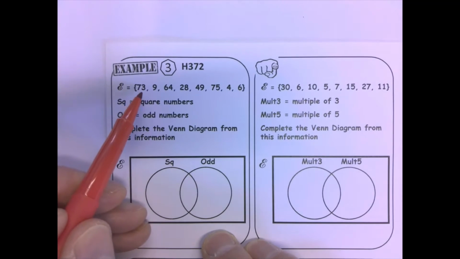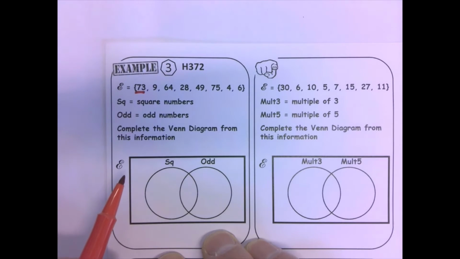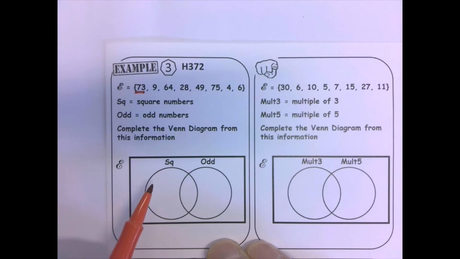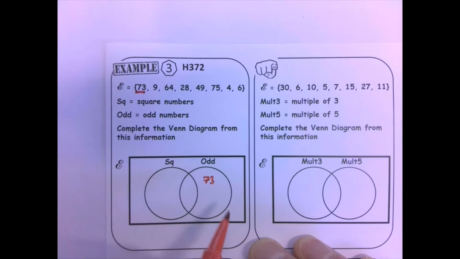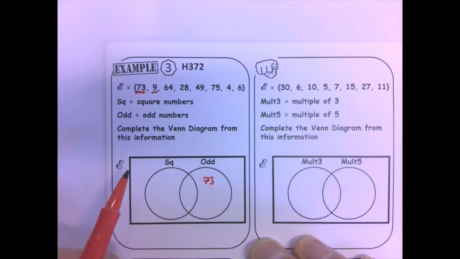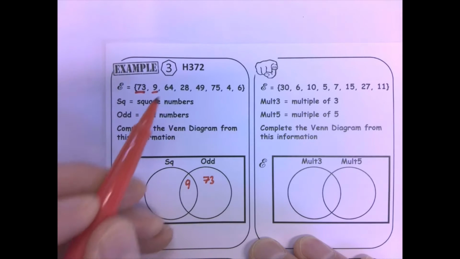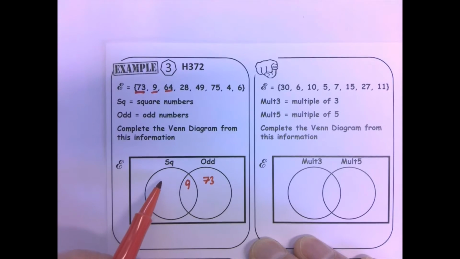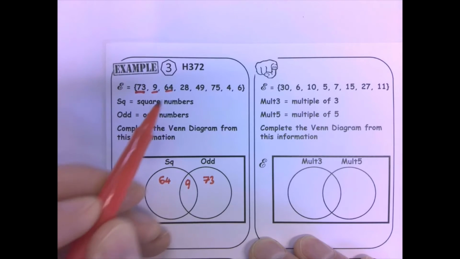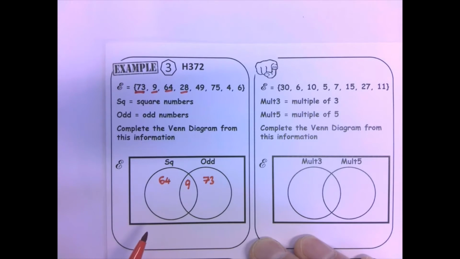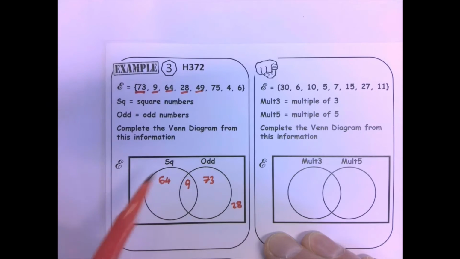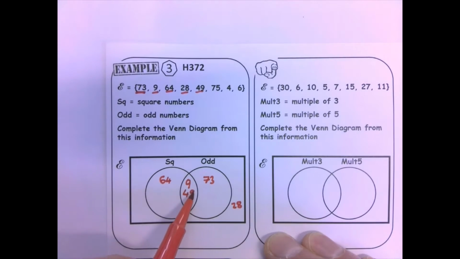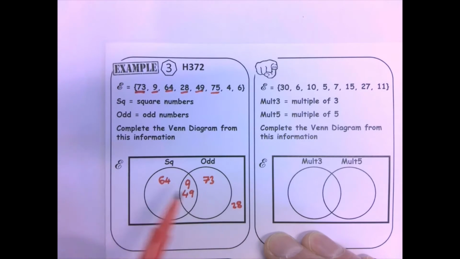So we've got 73. I'm just going to underline them as we go, just to make sure I don't lose any numbers on the way. Okay, so 73, is it square? No, it's definitely not square. Is it odd? Yeah, definitely odd. 9 is square and odd, isn't it? Okay, 64 is square, not odd. 28, not odd, not square, so that must be down there, right? 49, that's square and odd, isn't it? 75, that's just odd.